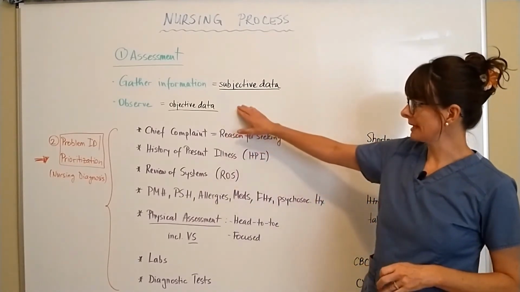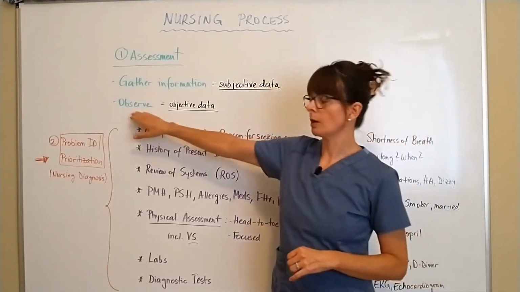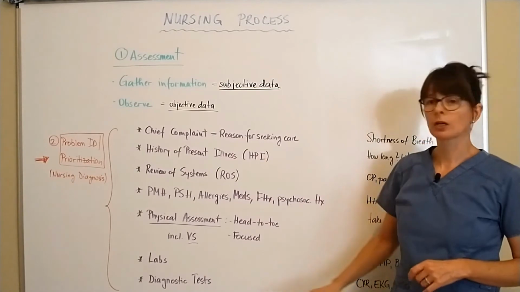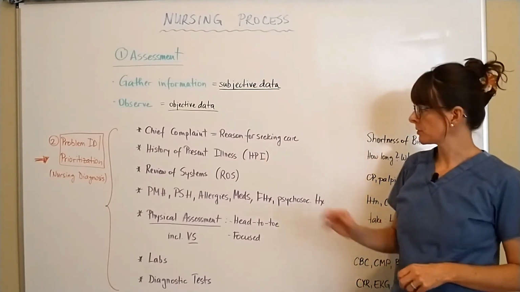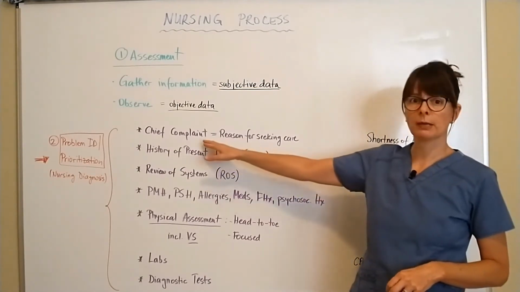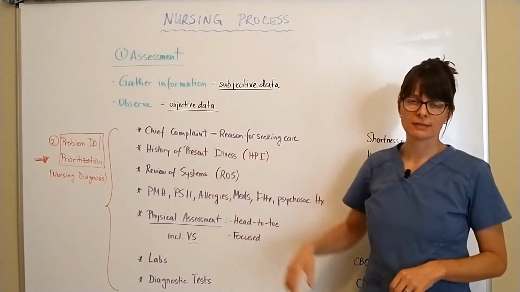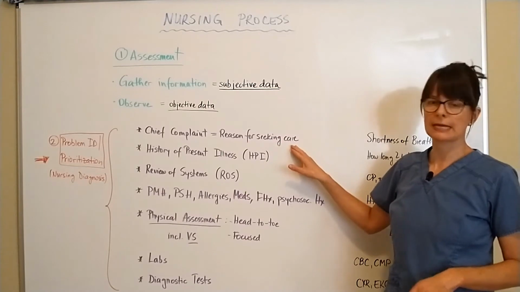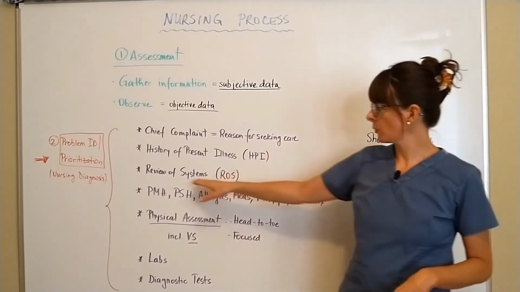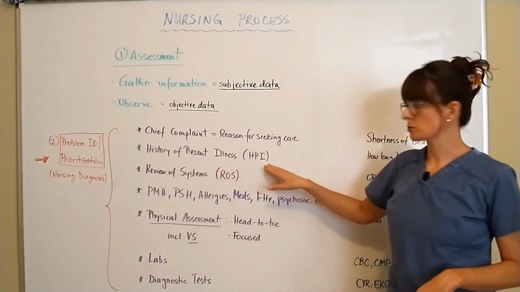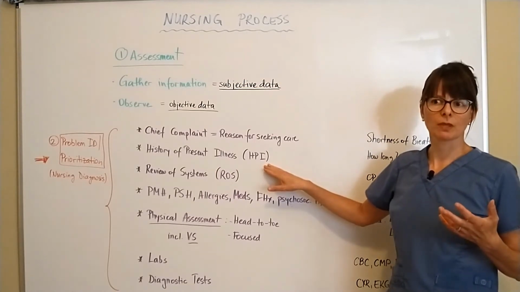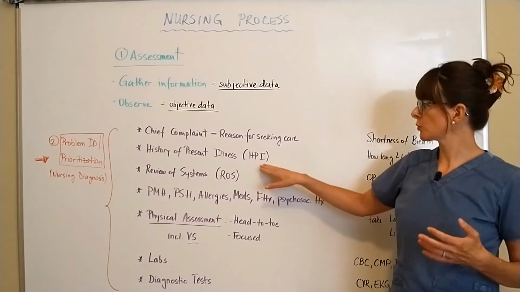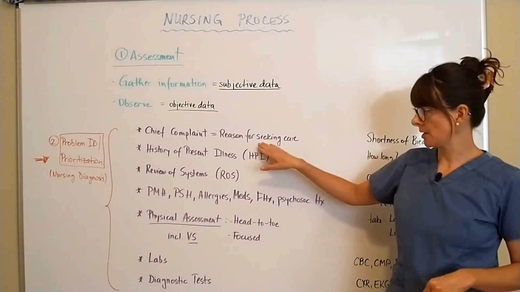Now the objective data is basically all the observations that we do. And there are several things that are included in this objective data. It first starts with the chief complaint, which sometimes has a little bit of a negative connotation, so some people call it the reason for seeking care. And then we go into the history of the present illness. So what happened that brought the patient to the hospital that contributed to the reason for seeking care.